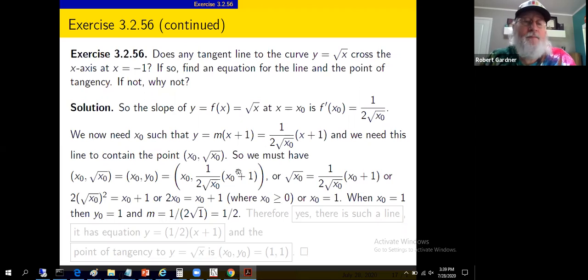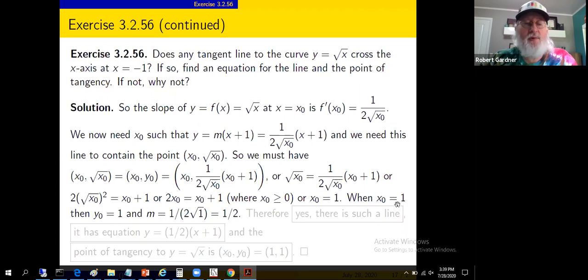Cross multiply, 2 square root of x sub 0 squared equals x sub 0 plus 1. That's 2x sub 0 equals x sub 0 plus 1. Remember, x sub 0 better be greater than or equal to 0 because it's in the domain of the square root function. If we get something negative out, then we're in trouble. We won't. Let's see, subtract x sub 0 from both sides, and that'll leave you with x sub 0 equals 1, which is big time positive, so we're okay.